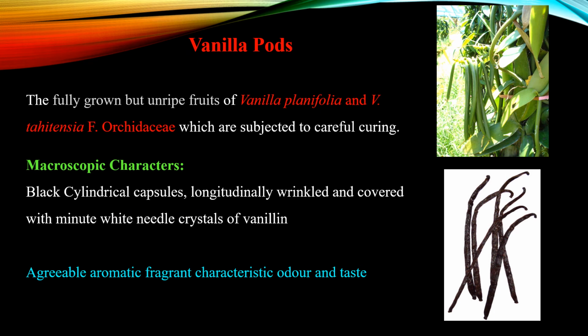Vanilla pods: they are fully grown but unripe fruits of Vanilla planifolia and Vanilla tahitensis, family Orchidaceae, subjected to careful curing. The cured vanilla pods are cylindrical capsules, longitudinally wrinkled with black to brownish-black color, covered with minute white crystals of vanillin. This is fresh vanilla pods before curing with characteristic green color. It has an agreeable aromatic fragrance and characteristic aromatic taste.